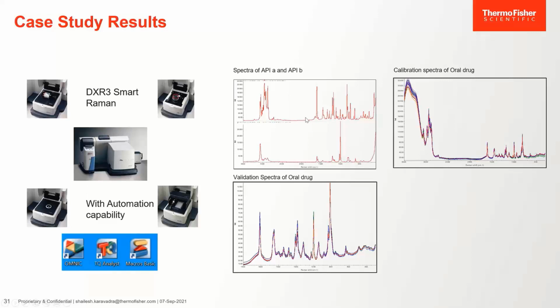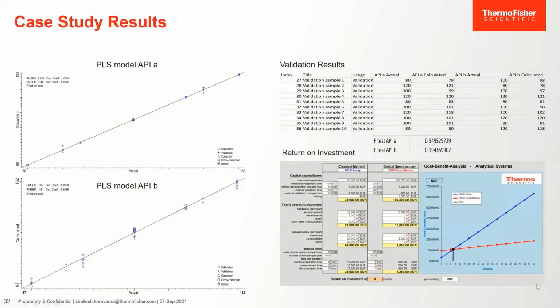So in the case study here, we are showing the spectra of 2 APIs, API A and B. This is the calibration spectra of the oral drug. And then these were the validation spectra of the oral drug. The customer did supply a separate set of calibration data and validation data, so a separate set of calibration samples and validation samples with the reference analysis.